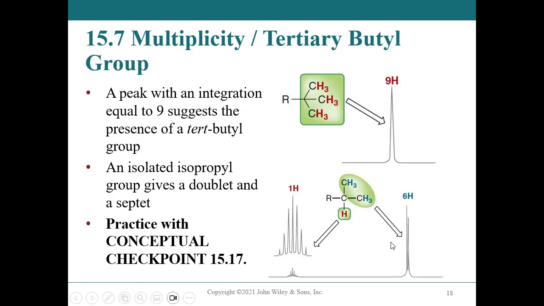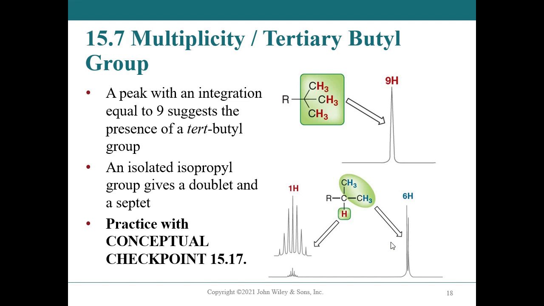All right, next one, a couple more patterns, just if you see it, should ring bells for you. One is a 9-hydrogen singlet, the butyl group. The other is a 6-hydrogen doublet and a 1-hydrogen septet. This would be the isopropyl. These are things you'll see somewhat frequently.